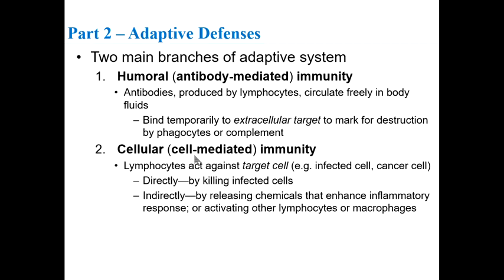There's cellular, or cell-mediated, immunity. It's our T lymphocytes that act against a target cell by either directly killing it or by indirectly disposing of it through chemicals that enhance inflammation or activating other lymphocytes or macrophages. And we'll deal with cellular immunity in another video as well. So before we get into these two types of adaptive defenses, we first need to look at what an antigen is and the cells involved in these two branches of the adaptive system.